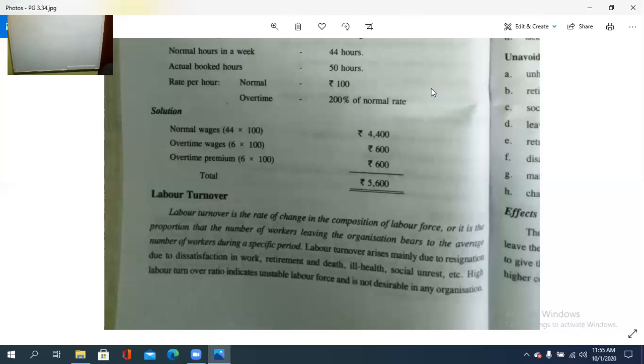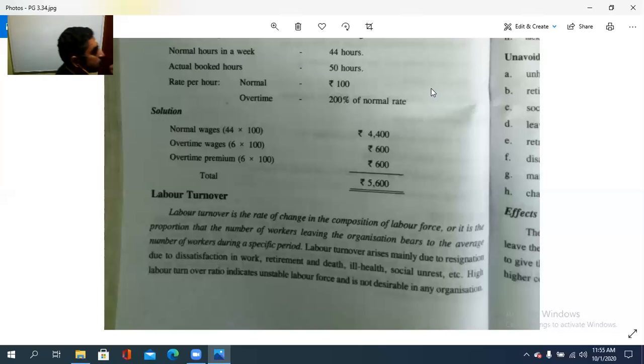If more people are leaving and fewer employees are staying, there is a high labor turnover. Opposite is the case, then it is a low labor turnover. That is the main thing.